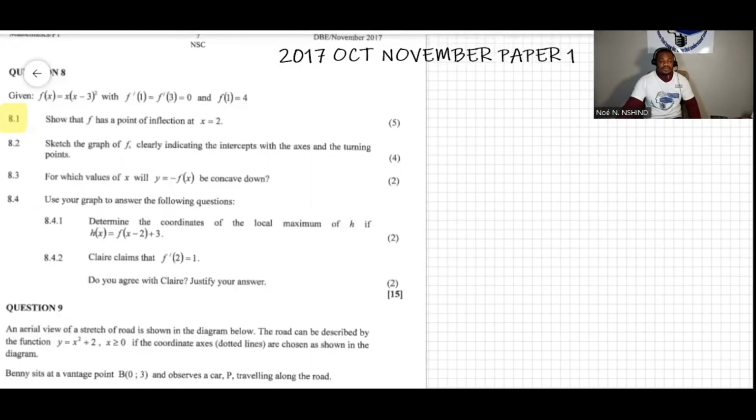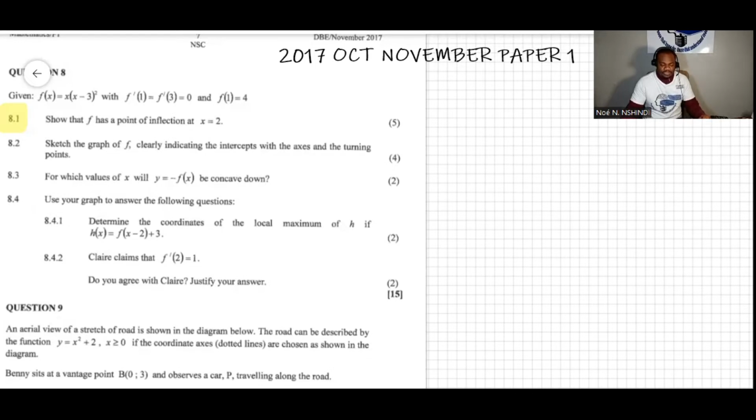Well, we have another question here. Question 8. It is said that given f(x) = x(x - 3)^2, with f'(1) = f'(3) = 0, and f(1) = 4.